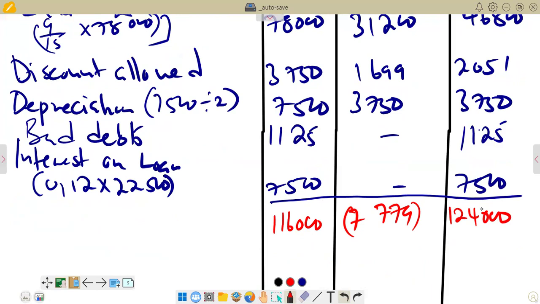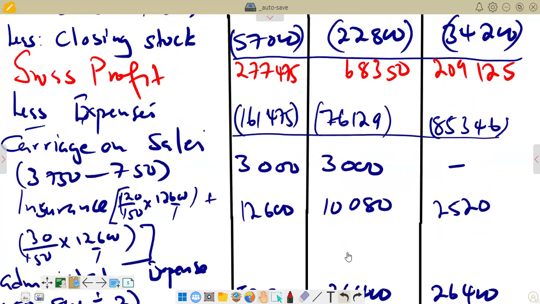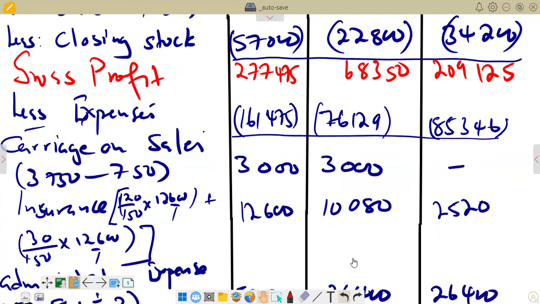Try to see what we have. Okay, let's try to correct our figures in terms of the last column. In the last column, we are saying it's 209,125. Then subtract 85,346. Get 123,779.